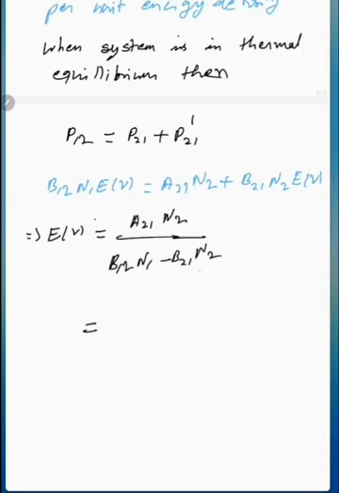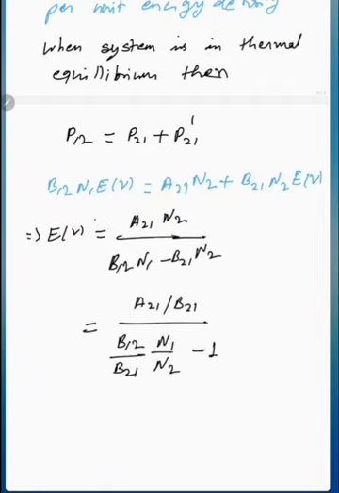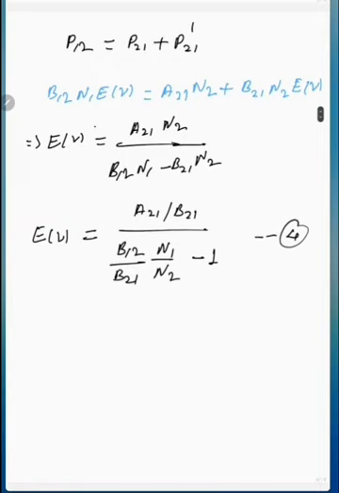Again by solving it, we will divide the numerator and denominator by the term B21 into N2. Then we get A21 by B21 upon B12 upon B21 into N1 by N2 minus 1, and this is the value of E nu. Suppose this is equation number 4.